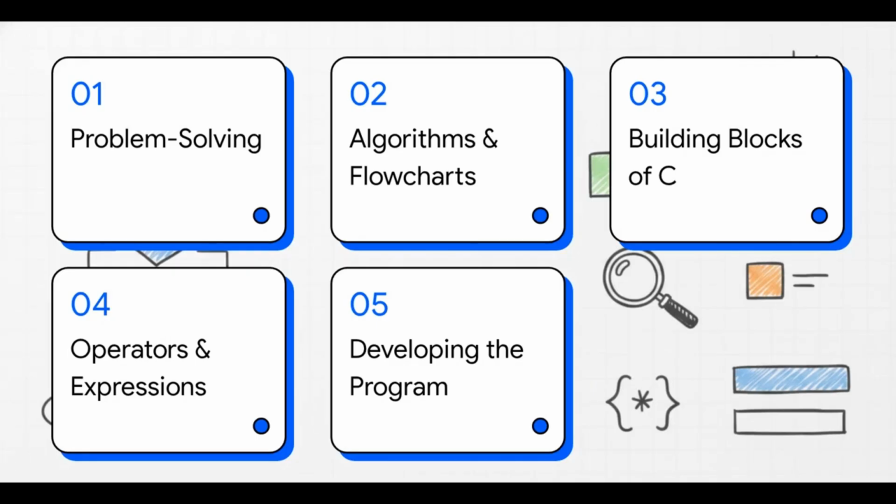Here is our roadmap for getting there. 1. The core problem-solving approach. 2. Algorithms and flowcharts. 3. Building blocks of C. 4. Operators and expressions. And 5. Developing the C program. This brilliantly illustrates our think, plan, build framework, giving us a highly structured path from fundamental problem-solving all the way to a validated C program.